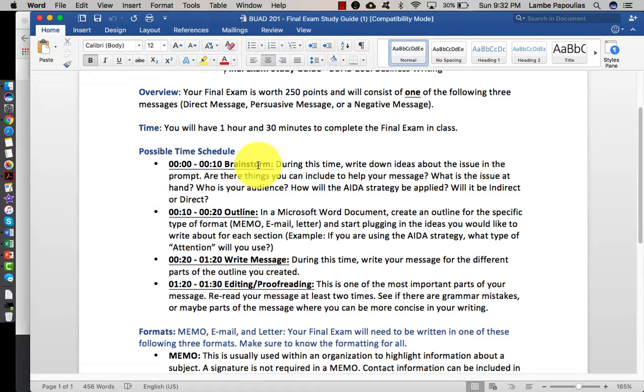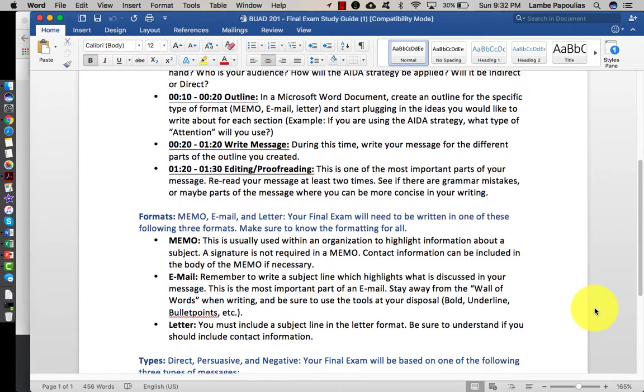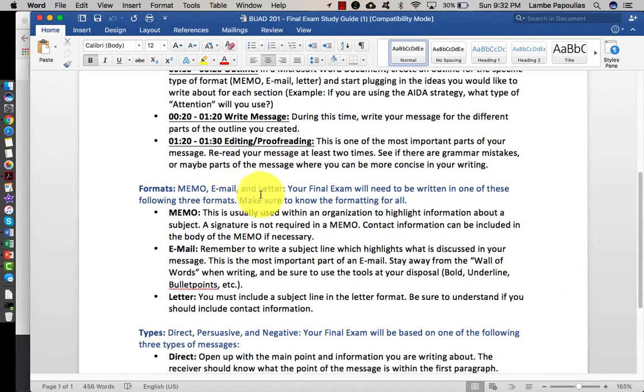And then the final 10 minutes, again, editing and proofreading is one of the most important parts of your message. Make sure you reread it at least 2 times, see if there are any grammar mistakes or maybe parts of the message where you can be more concise in your writing. Your formats, it's either going to be a memo, email, or letter.